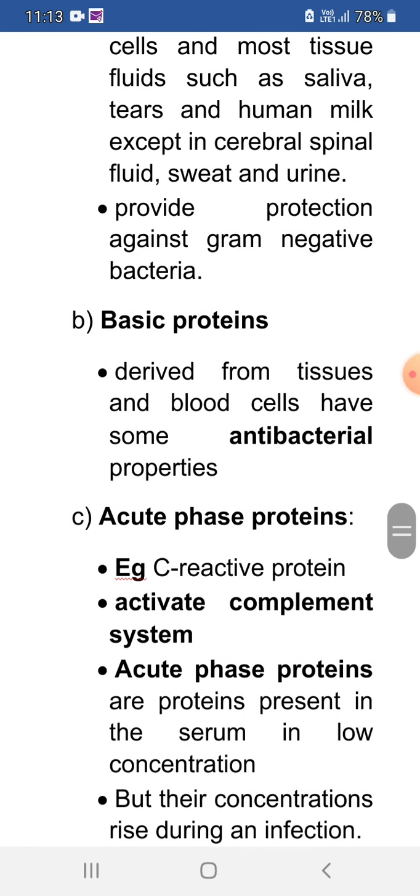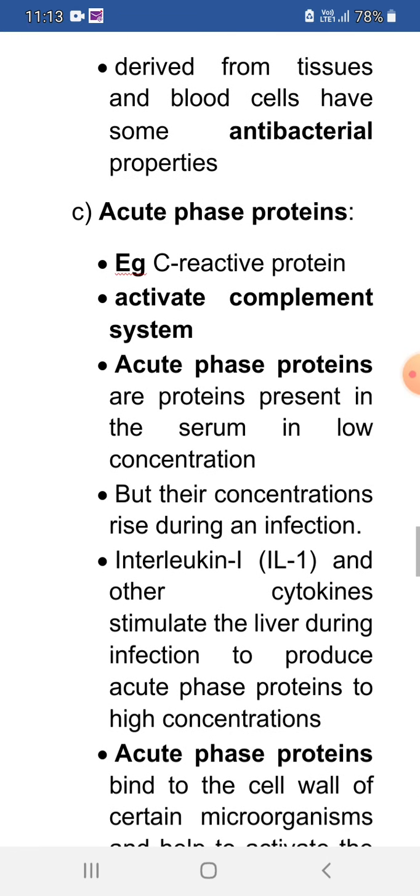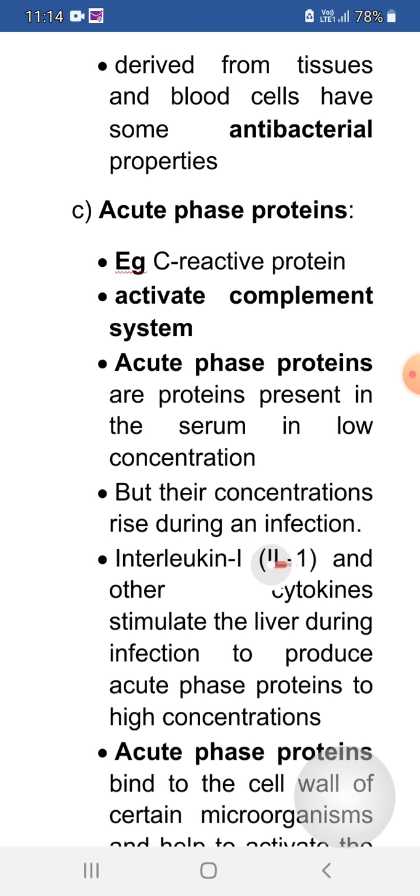Then we have a type of proteins known as basic proteins. Basic proteins also are antibacterial. They are also produced by macrophages and so on and so forth. Then we have what we call acute phase proteins. Acute phase proteins are proteins which exist in the body at very low concentration. But due to infection, the concentration increases. Their main action is to activate the complement system.